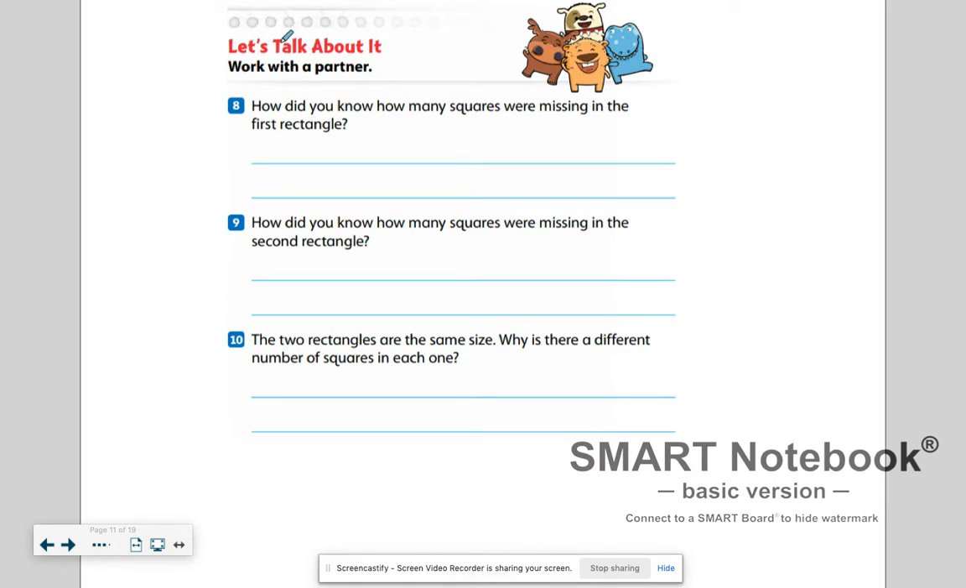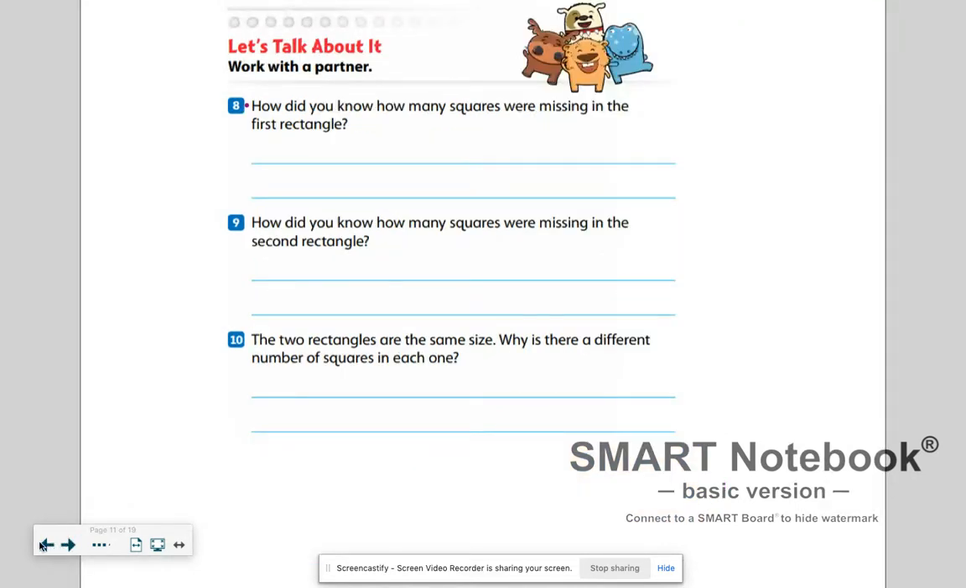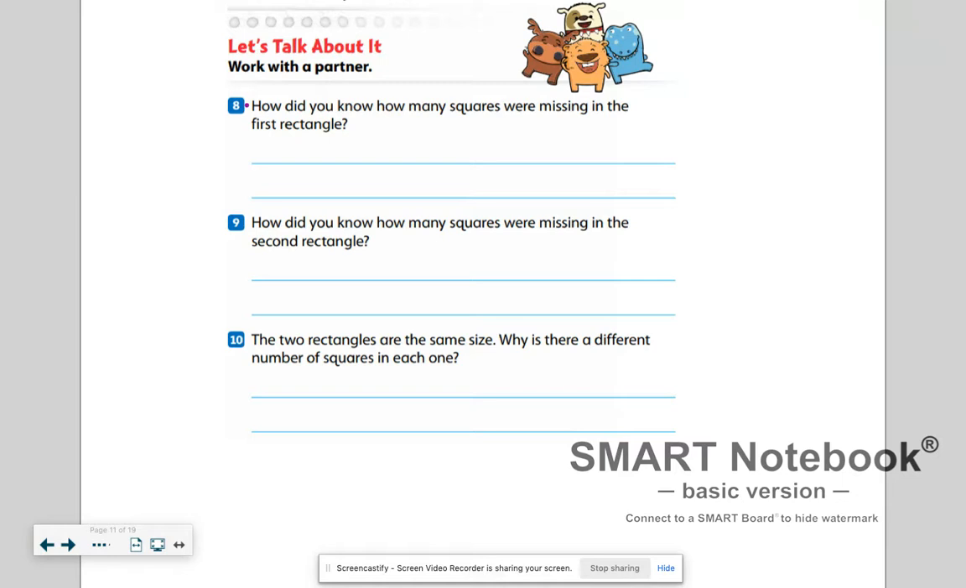Now these, I want you to read these. We're going to read these twice. How did you know how many squares were missing in the first rectangle? So let's go back. Here's the first one. So it said how did you know how many squares were missing in the first rectangle? So I want you to turn and talk to a partner about how you knew how to fill these in. All right, so Miss Merritt, if you can, will you just pause this video and let them turn and talk with a neighbor?